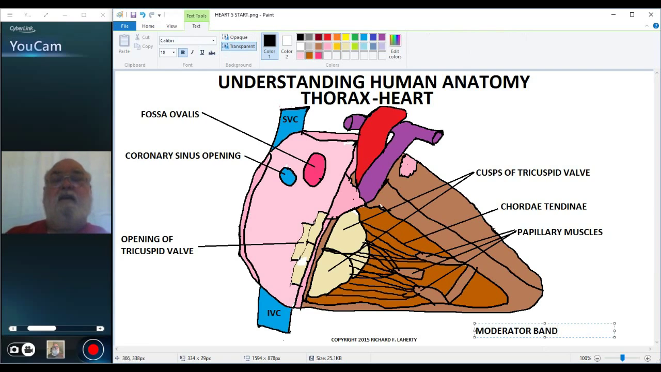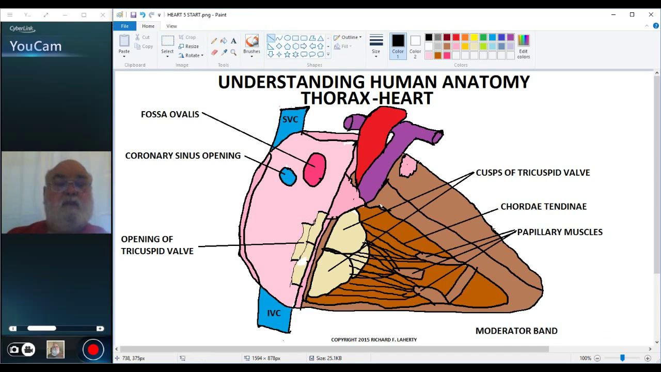And the moderator band is part of the heart's conduction system, the conducting system of the heart. And we only find it in the right ventricle. Notice that the thickness of the interventricular septum is much thicker than the wall of the right ventricle. And that's because the wall of the interventricular septum is the thickness of the left ventricle's wall, which is approximately 3 times as thick as the right ventricle's wall.